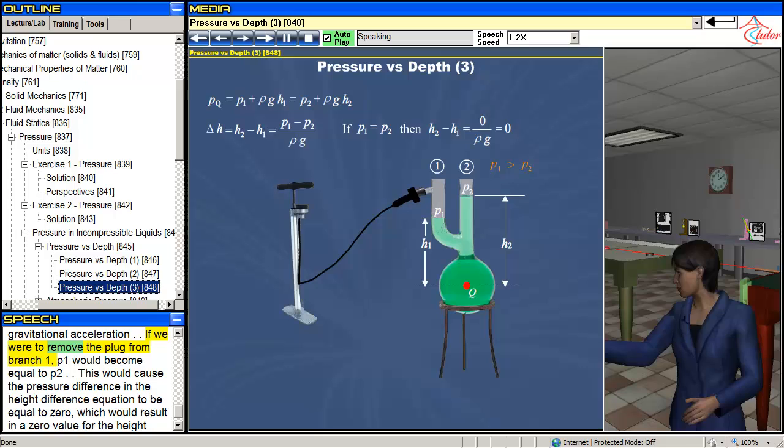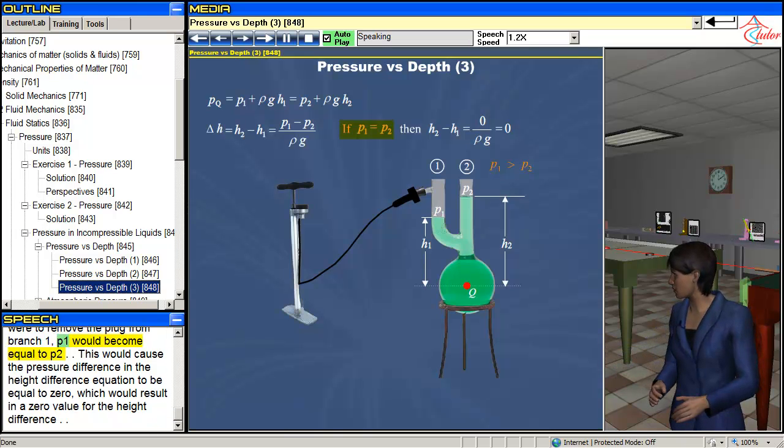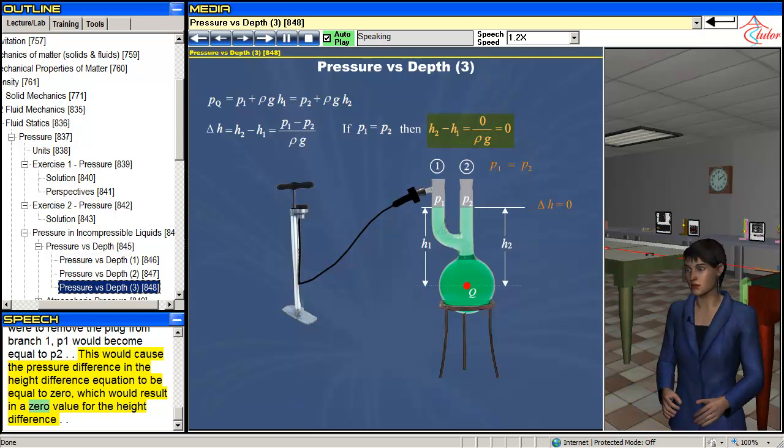If we were to remove the plug from branch 1, P1 would become equal to P2. This would cause the pressure difference in the height difference equation to be equal to 0, which would result in a zero value for the height difference.